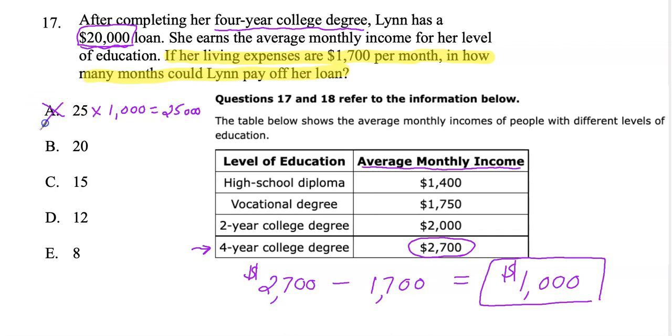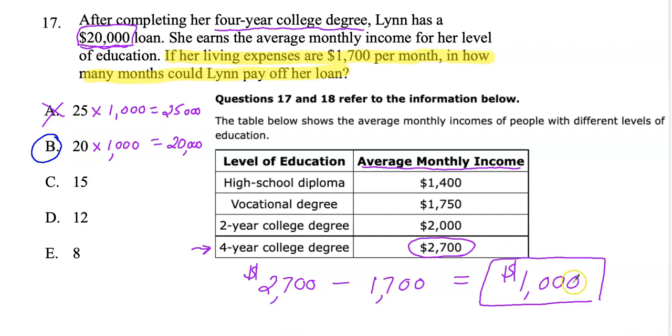So this is gone. Let's look at B. If it takes her 20 months to pay off her loan, and she's paying it off at a rate of $1,000 per month, that would be 20 times 1,000, which equals 20,000. So in other words, it's going to take her 20 months to pay off her loan. So your answer is B right here.